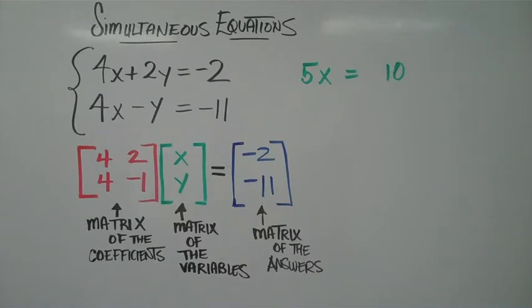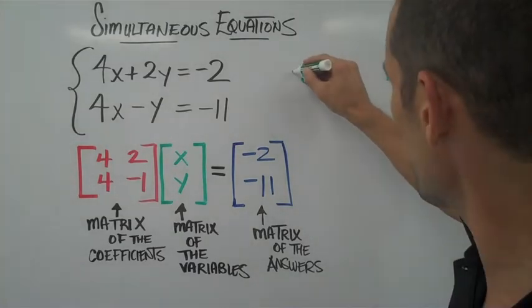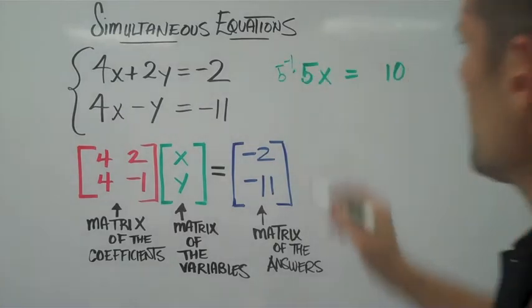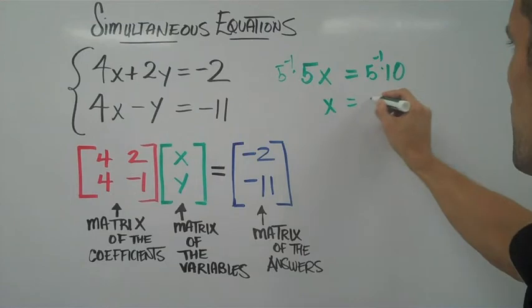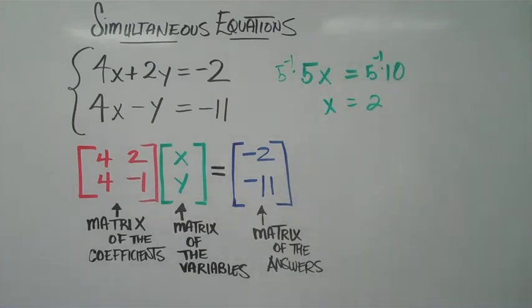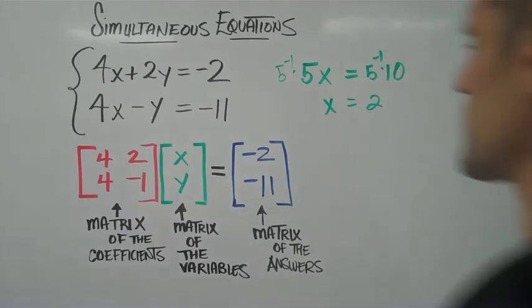Now, let's take a simpler problem. 5x equals 10. What I would do is divide both sides by 5 and get x equals 2. Or you could say, well, I'm really multiplying by the inverse of 5 on both sides, and I get x is equal to 2. 5 to the exponent of negative 1 is really like dividing by 5. Well, we're going to use that same principle here.